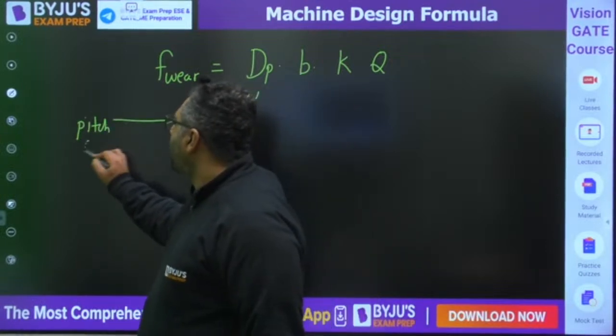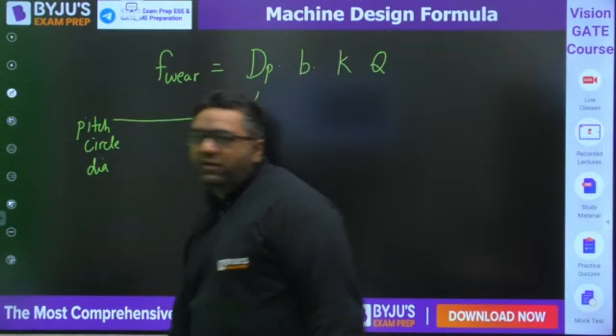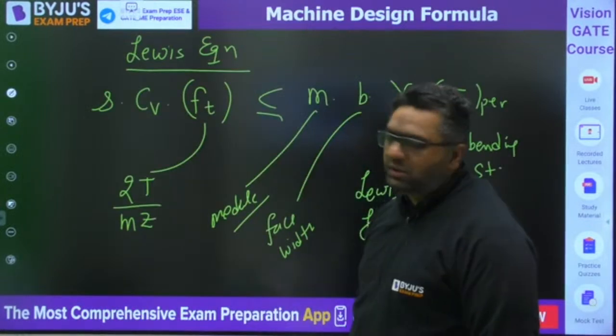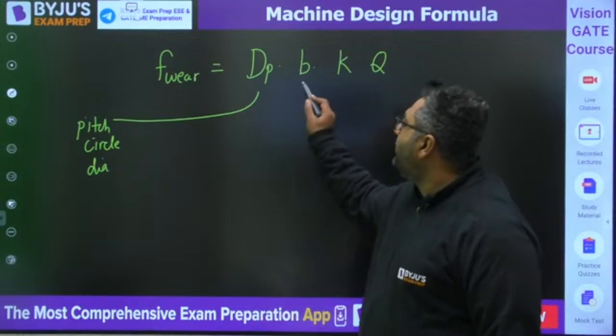Pitch circle dia. The previous one is the beam strength equation. This is the wear strength equation. So dP is the pitch circle dia, B is the face width.